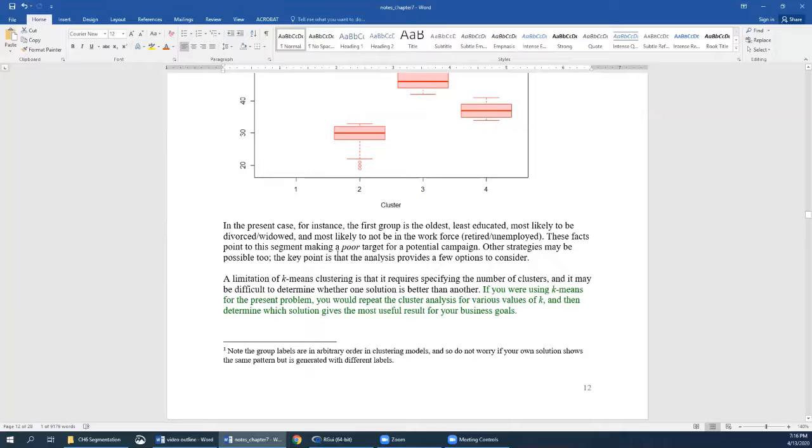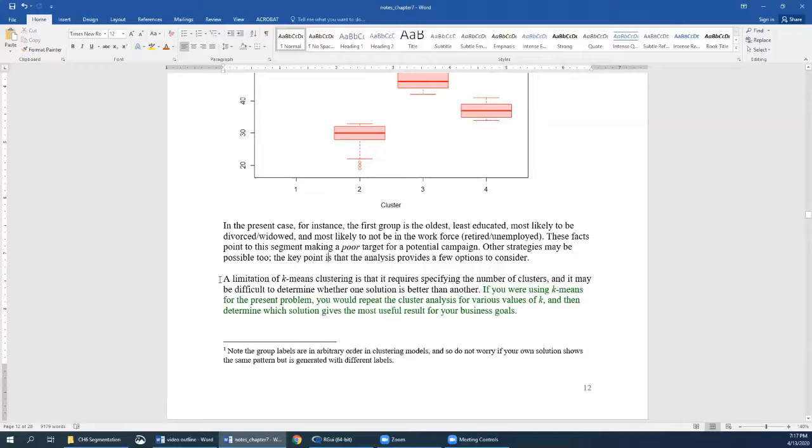So all of that information points to segment number 1 being a poor target for a potential campaign. That's because if you think back to the exploratory analysis we did, those types of demographics seem to be the least likely to say yes to the offer. But this is just one strategy, one interpretation of the clustering and the results, and there are other options that you should definitely consider, that we're going to consider across our groups and our methods.